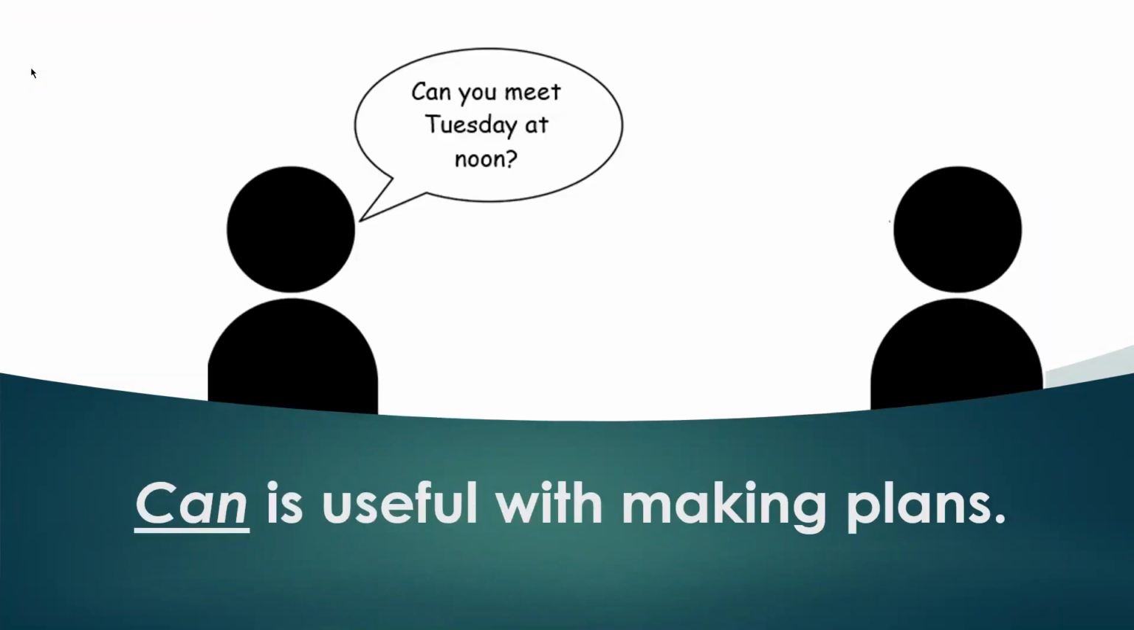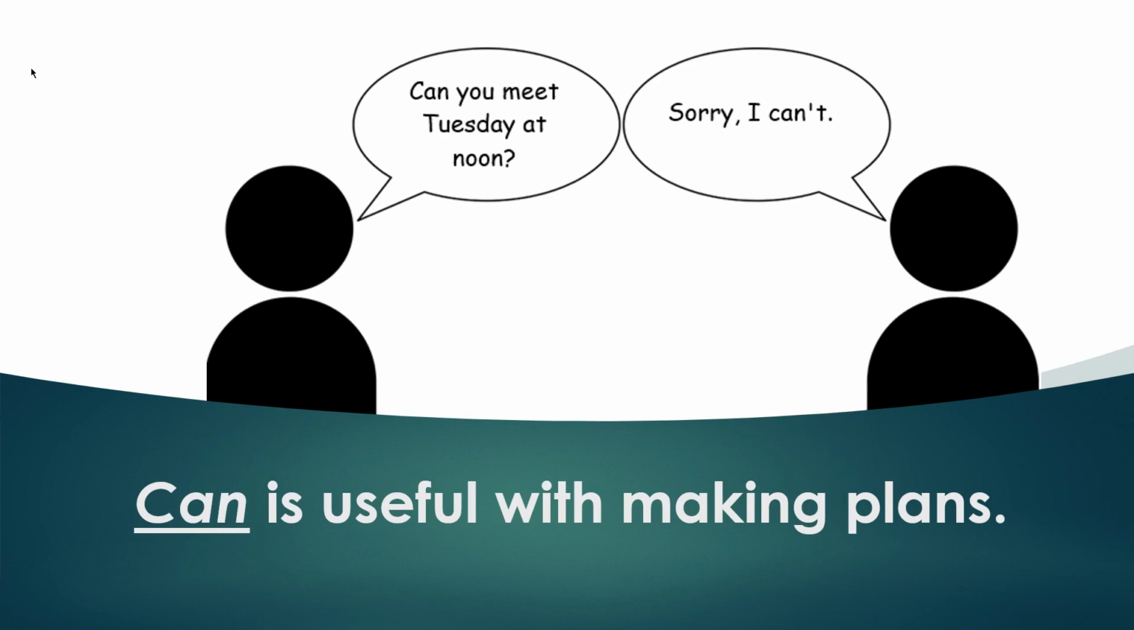Can is also useful for making plans with other people, whether it's for work or for school or just for social. Here's a sample conversation between two people. The first person says, can you meet Tuesday at noon? So they're using can to ask the question to set up a meeting. The second person says, sorry, I can't. So this person is using can't to say, no, I'm unable to do that.